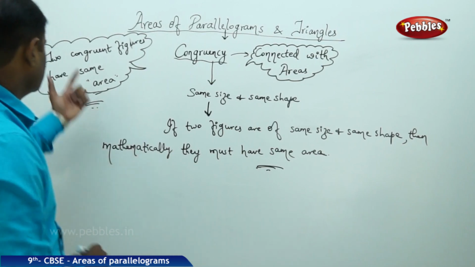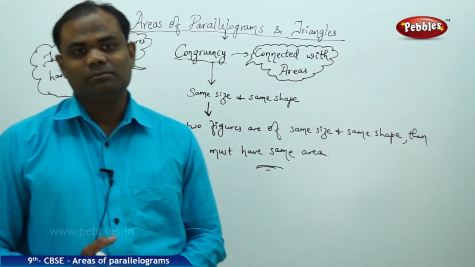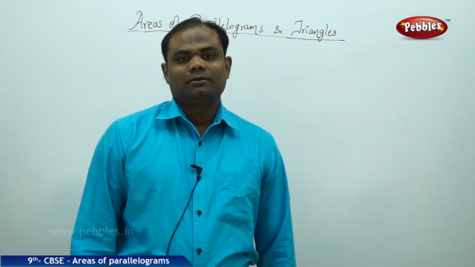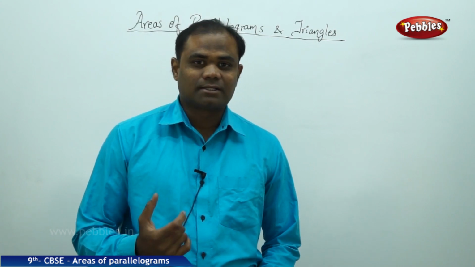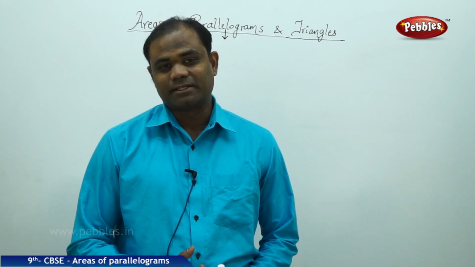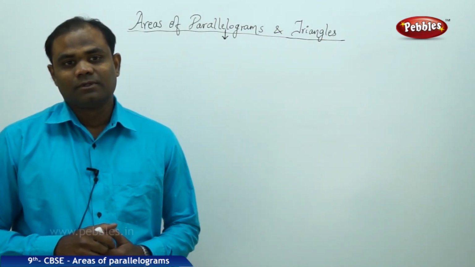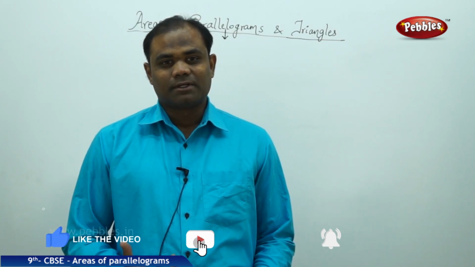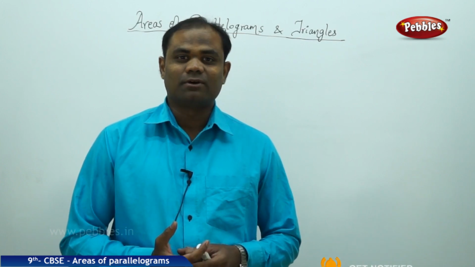Two congruent figures have the same area is the learning outcome, and congruency connected with areas. Now that we have connected areas with congruency, let's come to the converse of connecting congruency with areas in a similar manner. So what does the converse say? The converse is about if the two areas are equal, will the two figures be congruent?